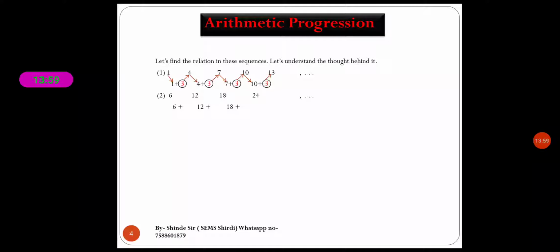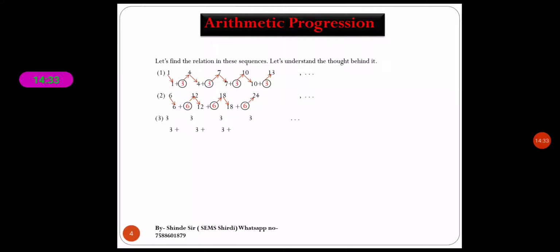Now we see the second example: 6, 12, 18, 24, and so on. Again it is similar: 6 plus 6 is 12, 12 plus 6 is 18, 18 plus 6 is 24. Means there is a relationship between two consecutive terms. If we add 6 to the previous term, we get the next term. Okay. Now we see the third one.